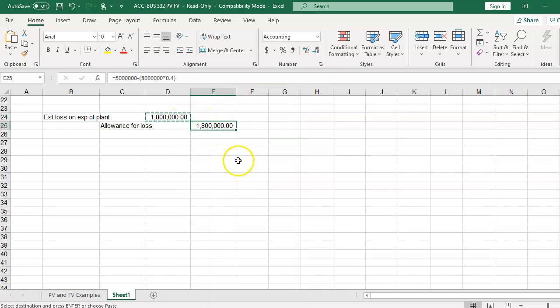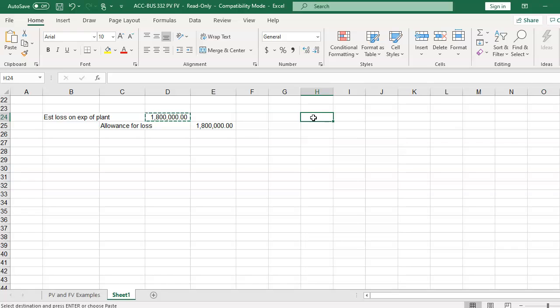Of course, then I credit this allowance account for that same amount. This loss goes to my income statement. The allowance for the loss goes to my balance sheet as a credit, as a contra asset account. So on my balance sheet, I would have the book value of the plant of 5 million minus any depreciation.